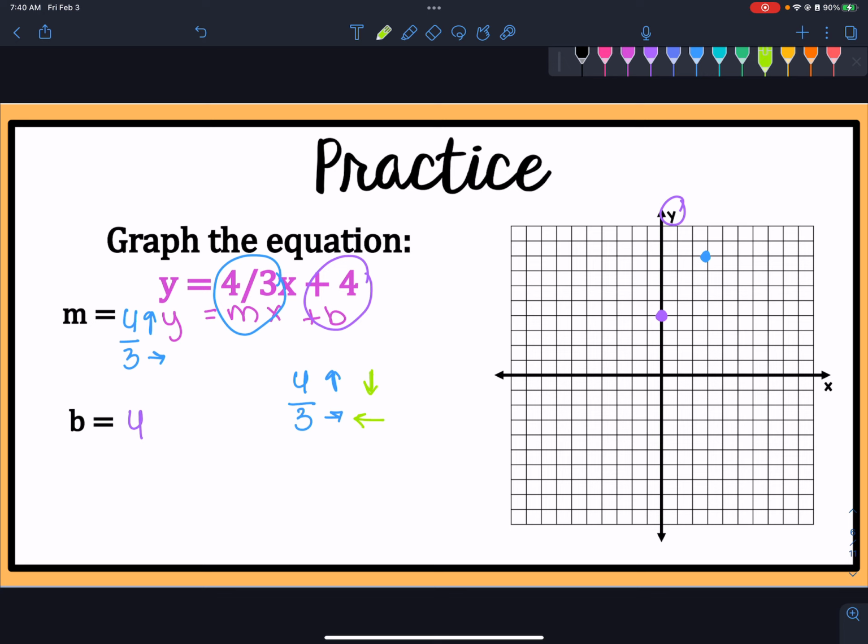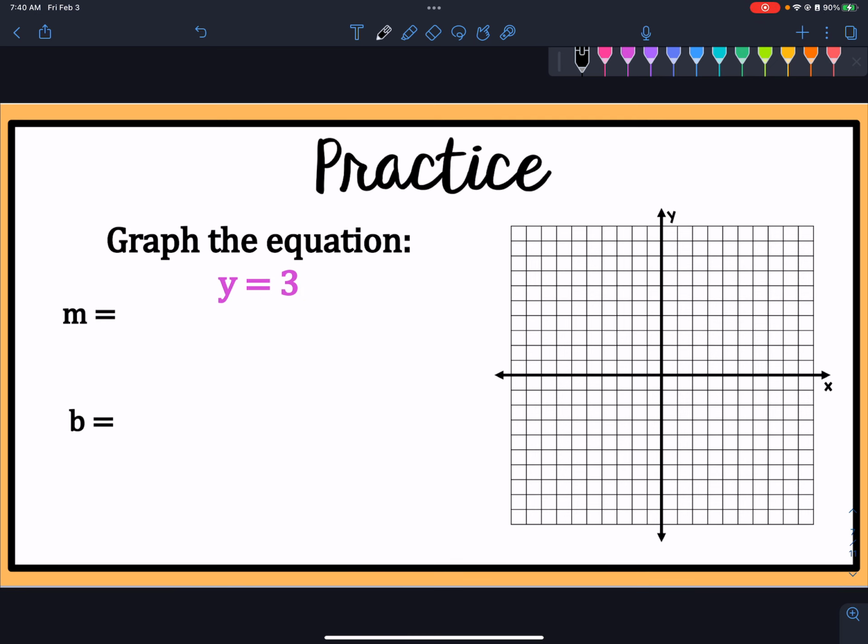So if I go back to our purple point, I'm going to count down 1, 2, 3, 4, and left 1, 2, 3. And if I add this point, it should line up with the other two if I draw my line, which it does. And there we go. There is our graph.